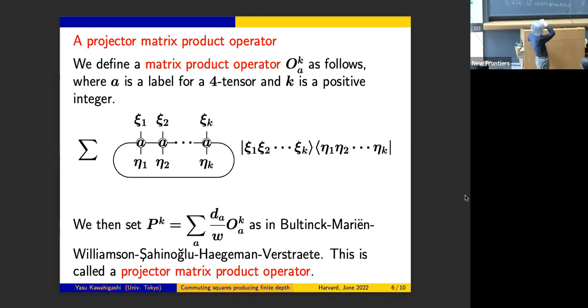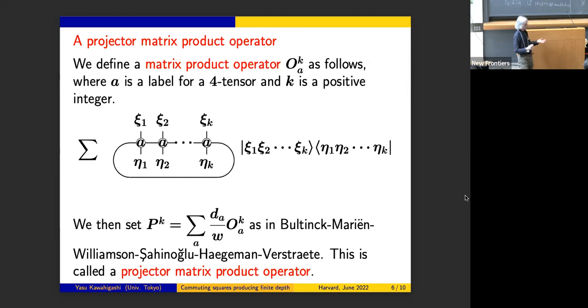Then for each picture, the tensor represents a complex number. So we have K complex numbers, and concatenation means that we multiply these K numbers. Then the horizontal wires are closed, so we multiply these K numbers and take a summation of these products over horizontal wires. Also, the leftmost and the rightmost ones are closed to a loop.